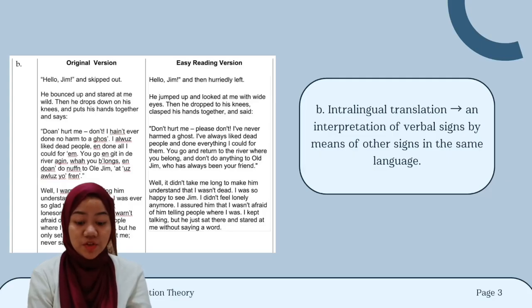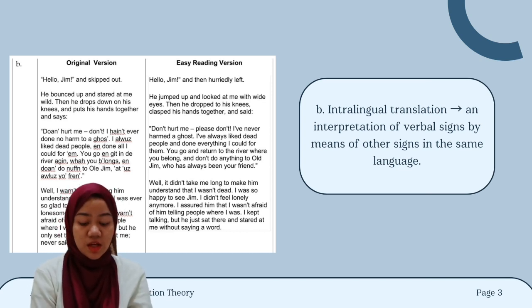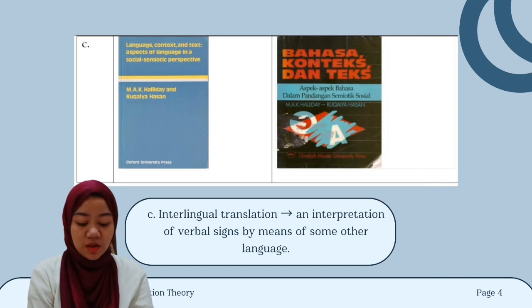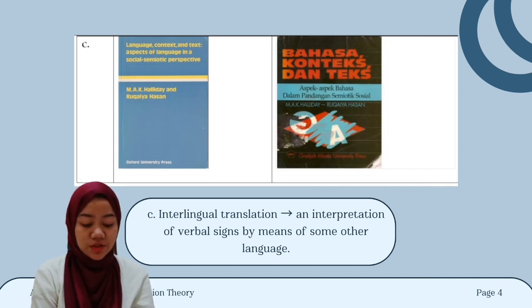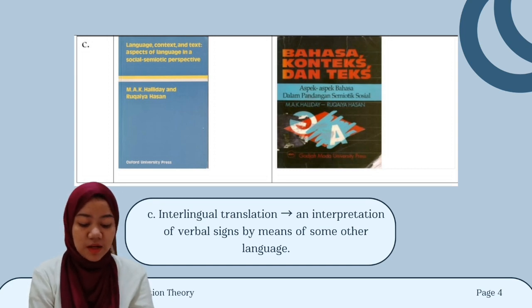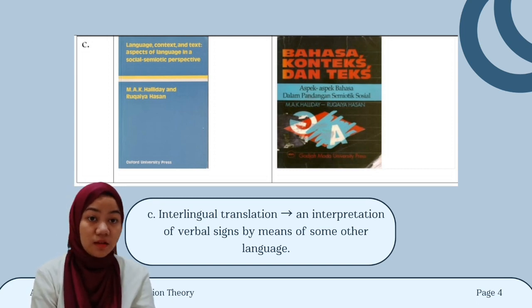And the second picture is intralingual translation. It's an interpretation of verbal signs by means of other signs in the same language. And the third picture is intralingual translation. It's an interpretation of verbal signs by means of the same other language.